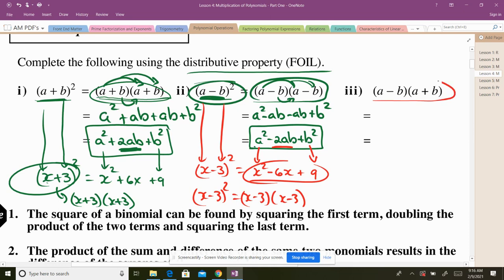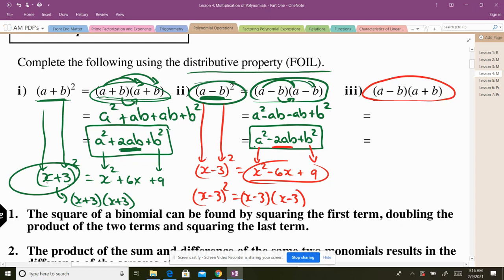This one, I don't want to say you should remember because you can FOIL this one, but if you remember this, it will make your life a lot easier, especially when we get into factoring, which is the next unit that we're going to do. So if I have a minus b times a plus b, everything's the same except one bracket is being subtracted and one bracket is being added.